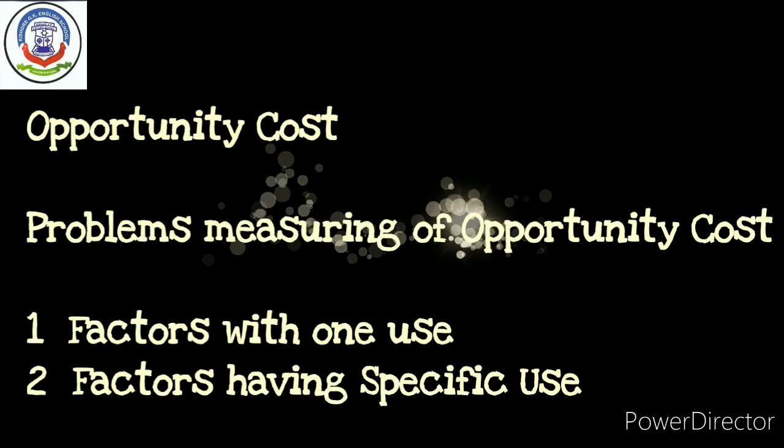If any factor of production has only one use, then its opportunity cost cannot be decided. For example, if some piece of land is only used to produce grass, its opportunity cost cannot be calculated. Second, factors having specific use. If factors of production are specific factors, then this concept is not useful.